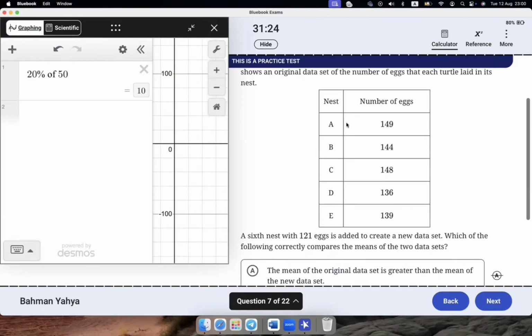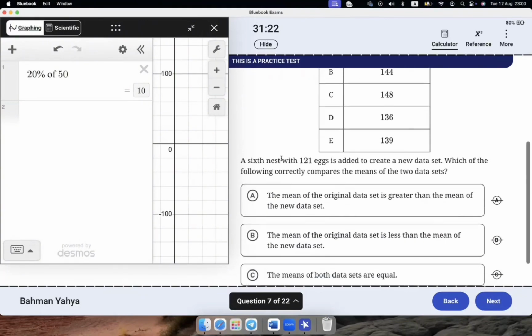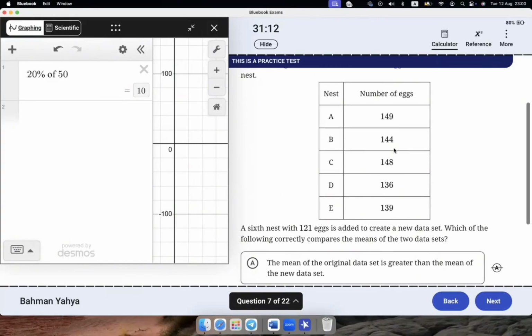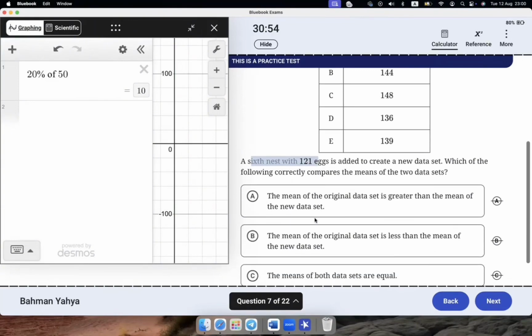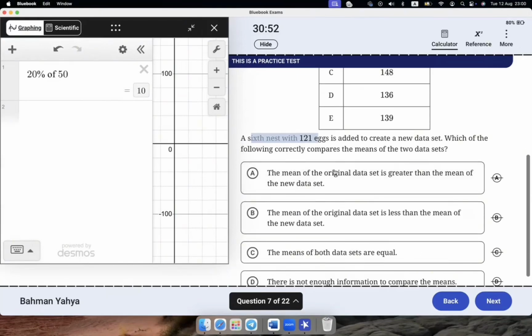We are given the table and next the number of the x. What is the question? Which of the following correctly compares the mean of the data set? Look, you see the numbers change from the minimum one, 136, to the maximum one, 149. But if you add 121 to the set, this will be the smallest one in the data set. So if you add a number which is lower than all the others in the set, you automatically decrease the mean. So the mean of the new set will be lower than the original. The mean of the original is greater than the mean of the new data set.